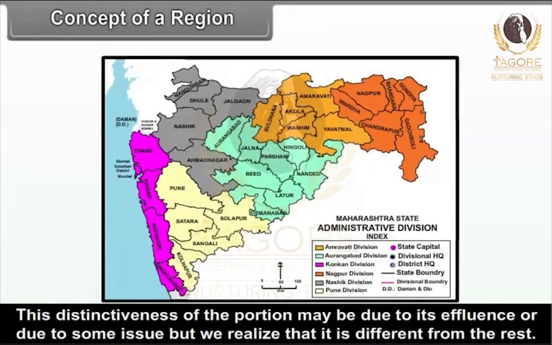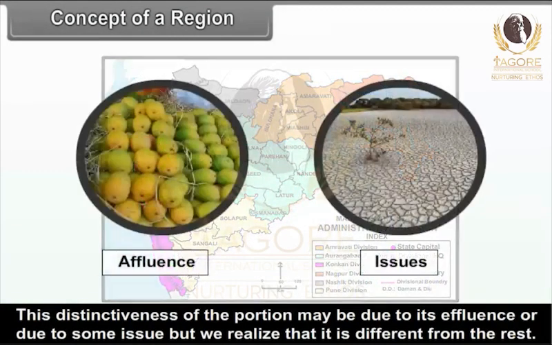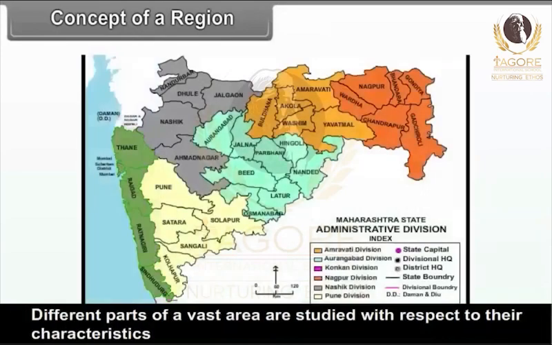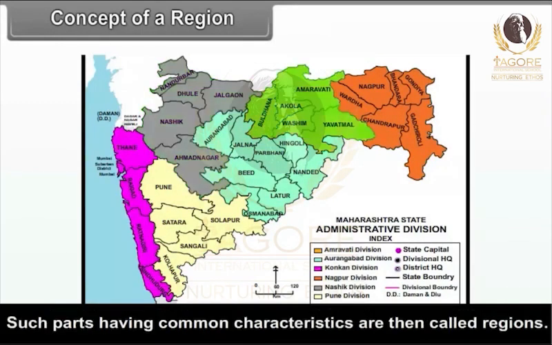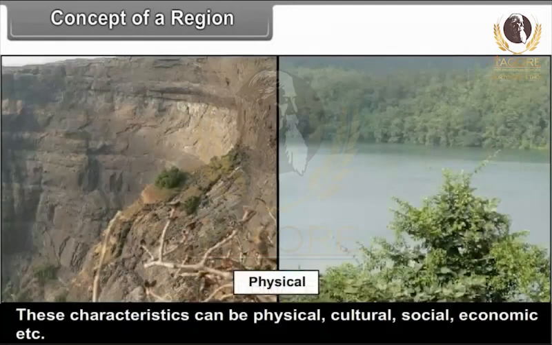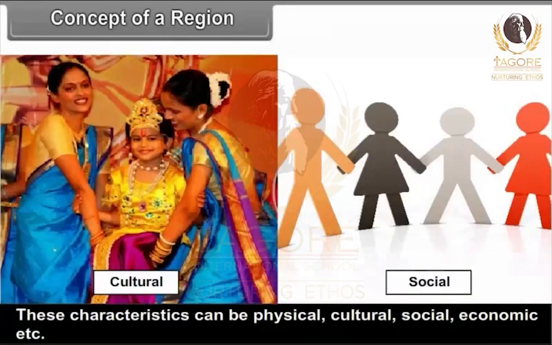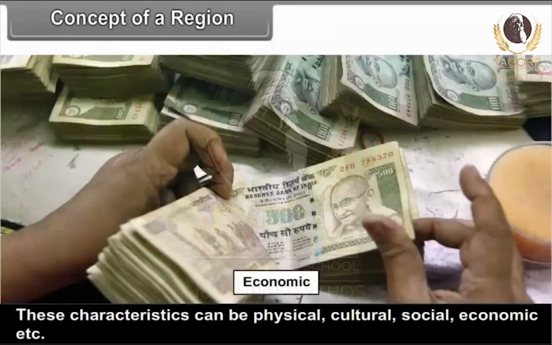This distinctiveness of the portion may be due to its affluence or due to some issue, but we realize that it is different from the rest. Different parts of a vast area are studied with respect to their characteristics, and we identify certain parts to be having some common characteristics. Such parts having common characteristics are then called regions. These characteristics can be physical, cultural, social, economic, etc.